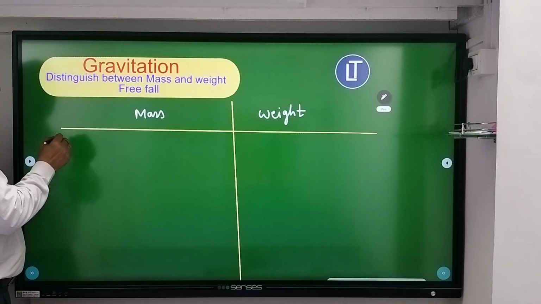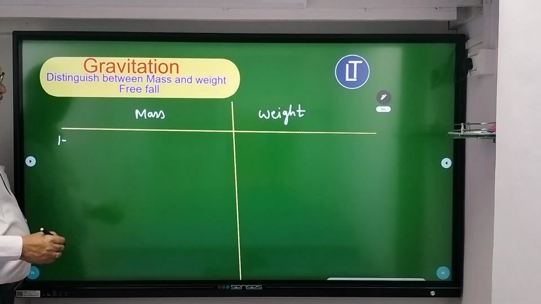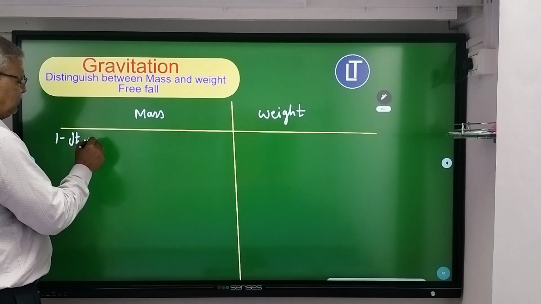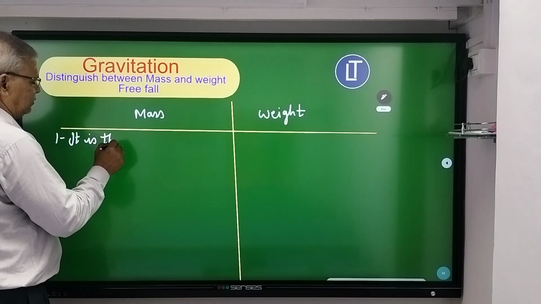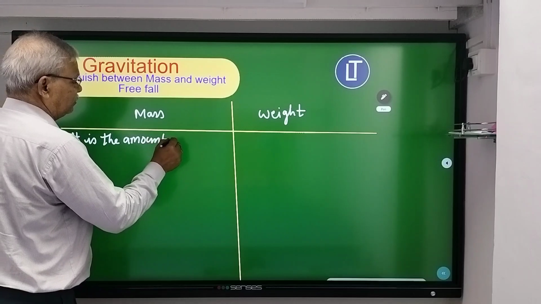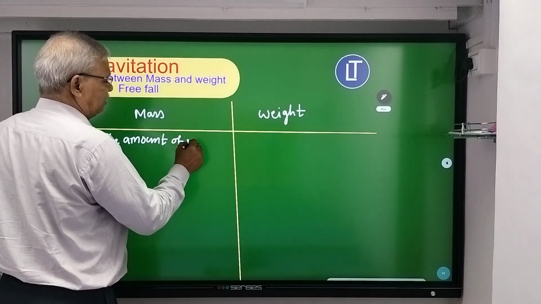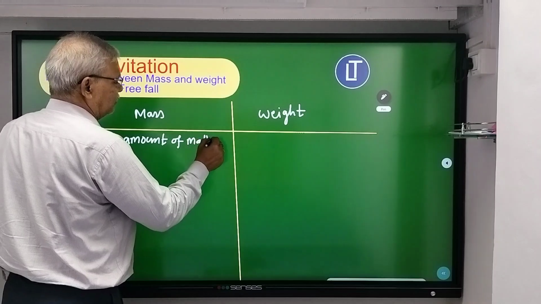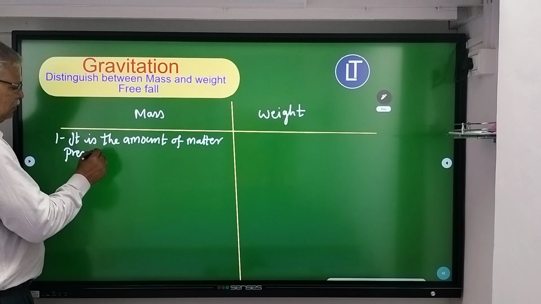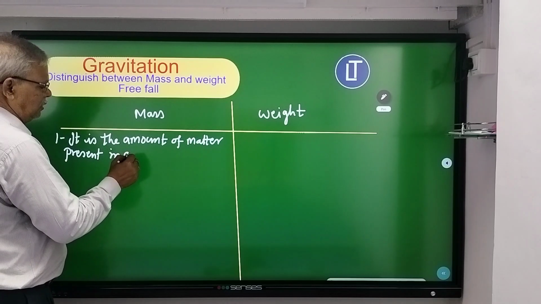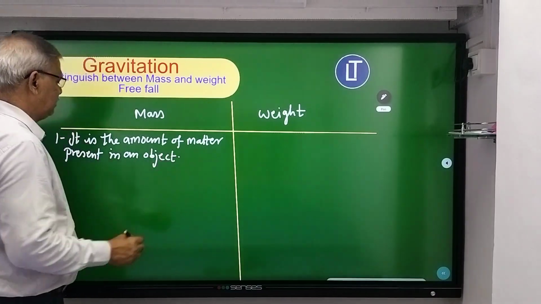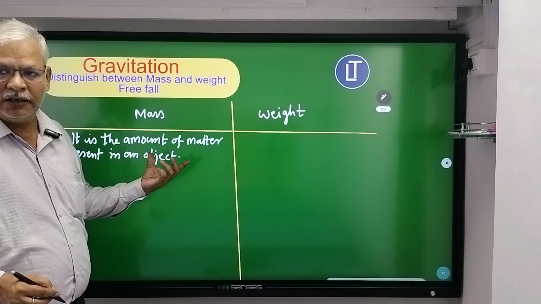Now the first difference, that is the definition. Mass is the amount of matter present in an object. Okay, it is the amount of matter present in an object.